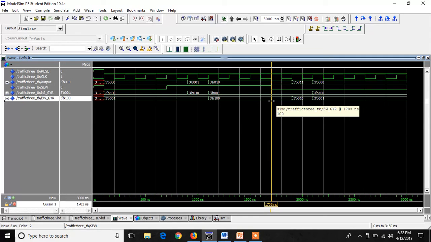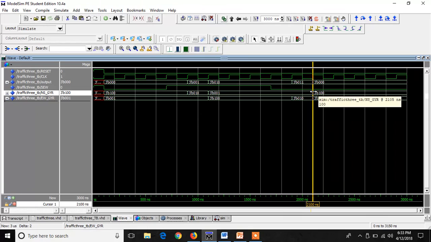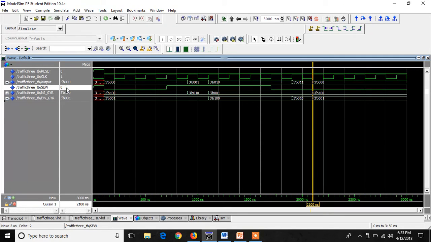At the next clock edge, east-west is going to cycle through yellow, and then it goes to red. And this is just the S0 state again, state 0, where we started off from. North-south is green again, east-west is red, and there are no cars in the east-west lane, so it stays here.